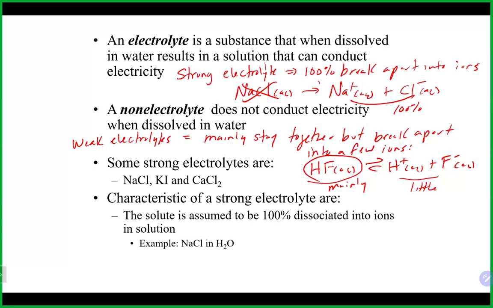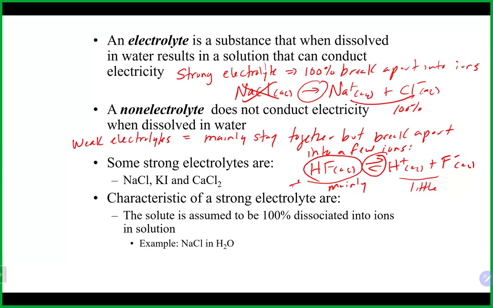That's also why when we look at the arrows, we see different types of arrows for each of these. For a strong electrolyte, it's like a one-way arrow. Everybody's just breaking apart into ions. For a weak electrolyte, it's really a two-way arrow, where everybody's kind of staying together mainly, but we will have a little bit of people going to the other side.